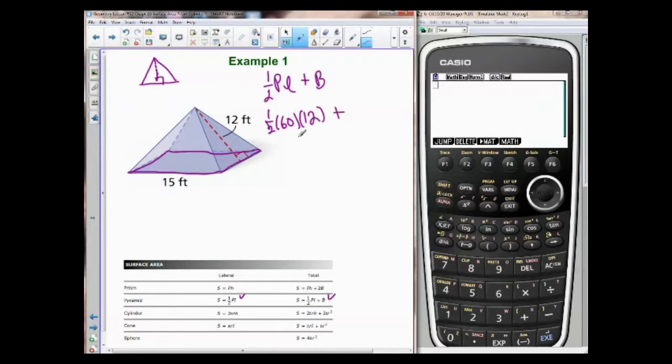And plus the area of the base. That's just length times width. When you have a square, it's side squared. 15 times 15, 225. Let me write that down. 15 times 15. All right.